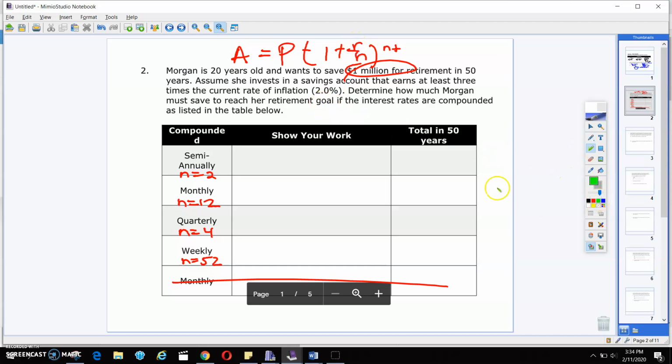So for those of you who are visual, 2% is going to be this rate. My final amount is this. And my n is going to be this. Now, time is going to come from the fact that they tell us that they want it in 50 years. So when I set this up, I'm going to do 1 million, 6 zeros. There we go. Equals P, which is what I'm trying to find.